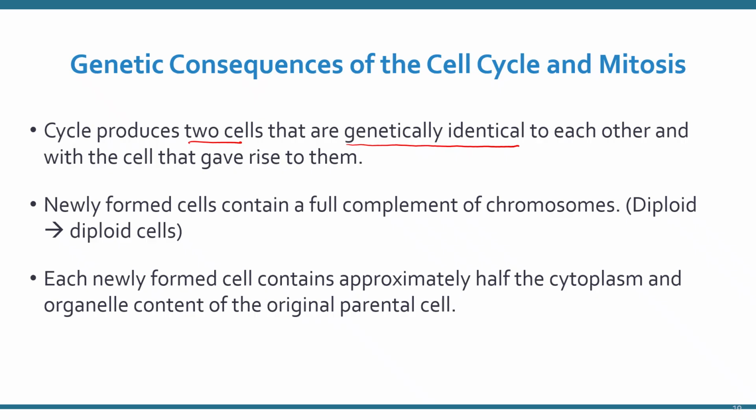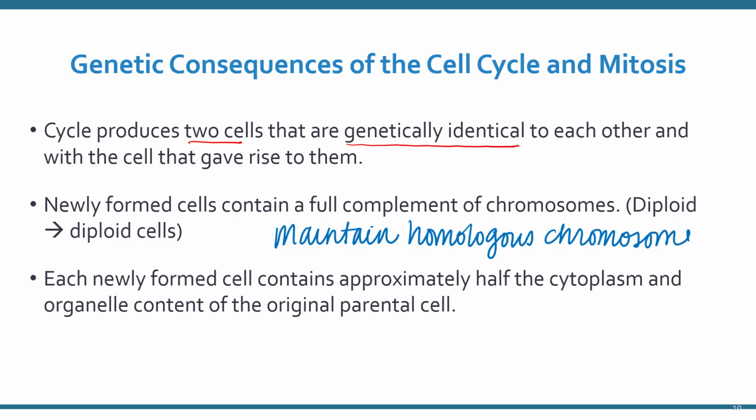So our newly formed cells have all of the chromosomes they need. We separated our sister chromatids, but we still maintain our homologous chromosomes. Which means that we also maintain that diploid state.